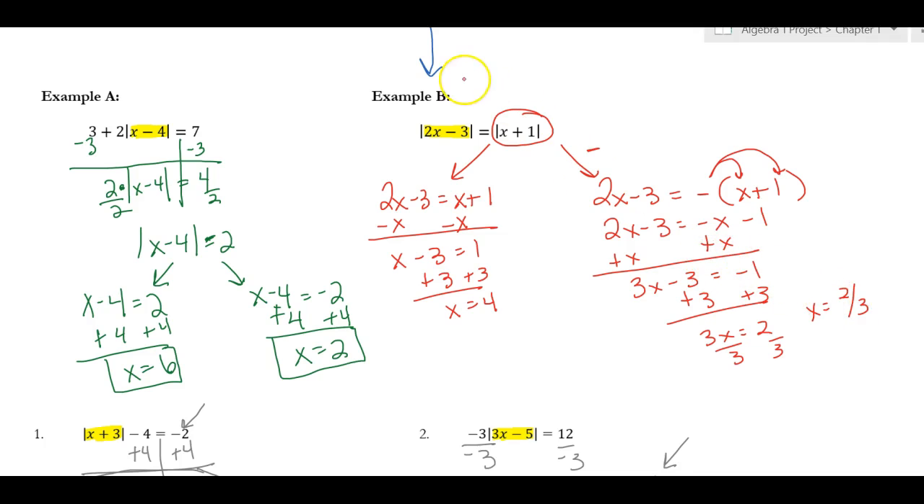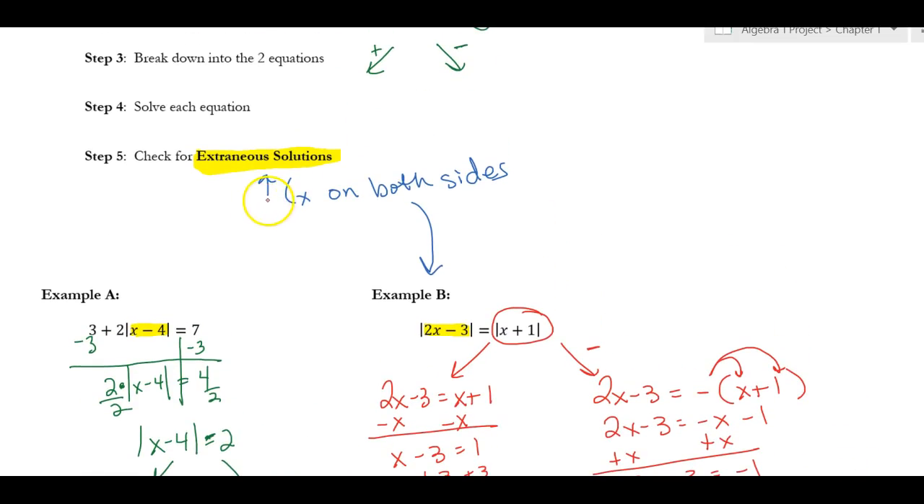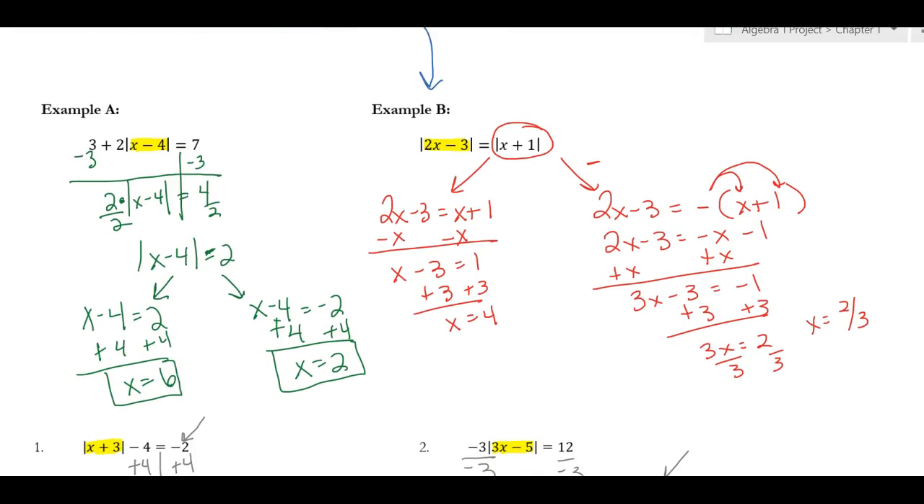Now, you see that blue arrow hanging down? That's because we have to check for extraneous solutions. So I'm going to get a different color. So to check for extraneous solutions, I'm going to use this equation, and I'll plug in my x's. So for this first one, it'll be 2 times 4 minus 3 has to equal 4 plus 1. Okay, so 2 times 4 is 8. Minus 3 is 5, so it's the absolute value of 5 equals the absolute value of 5. That works. Okay, let's go over here and check this one.